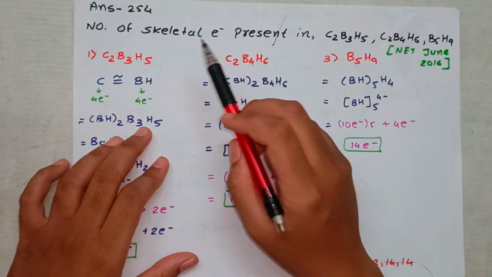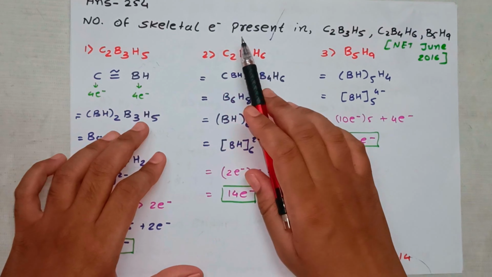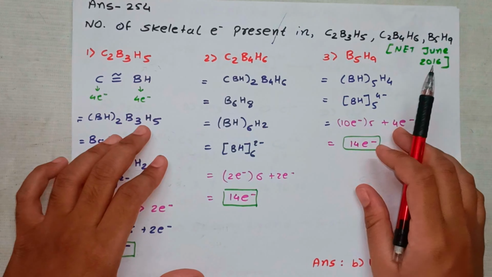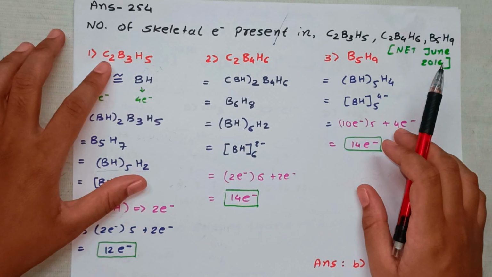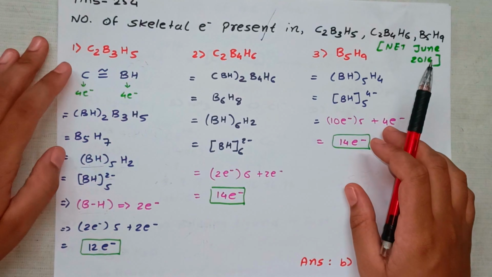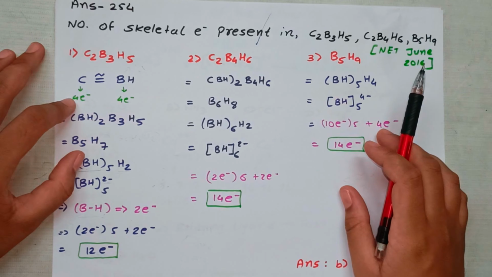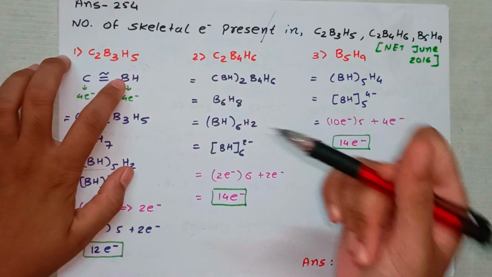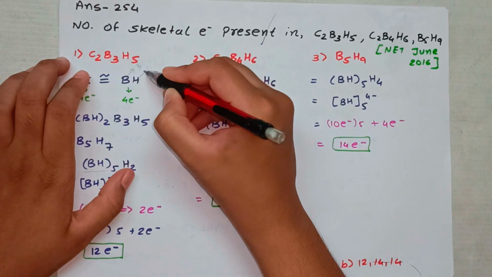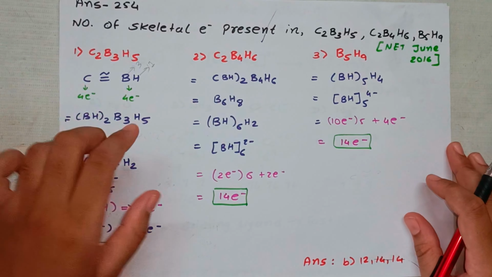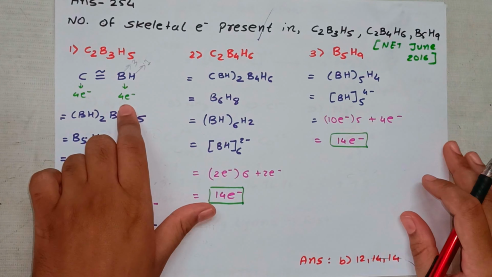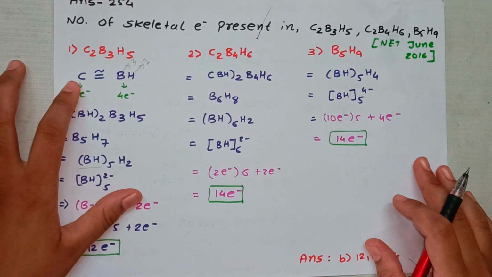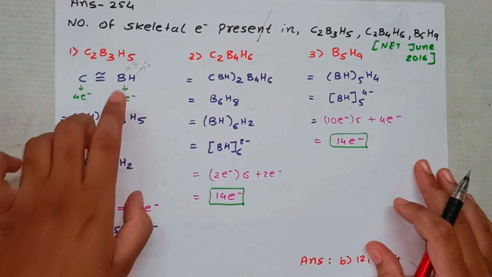Hello everyone. Our today's question is to find the skeletal electrons present in these molecules. First molecule is C2B3H5. Now we know that carbon has 4 valence electrons, boron has 3 valence electrons, and hydrogen has 1 valence electron. So BH has 4 valence electrons.